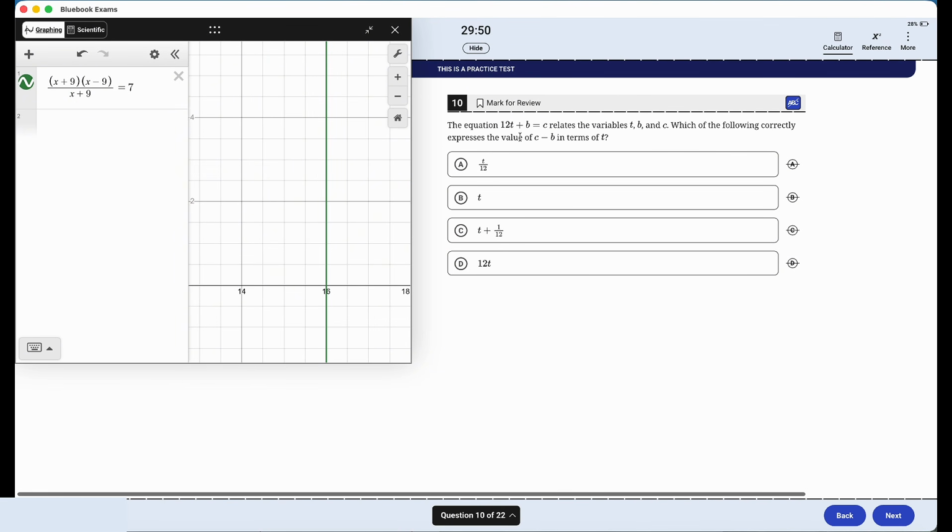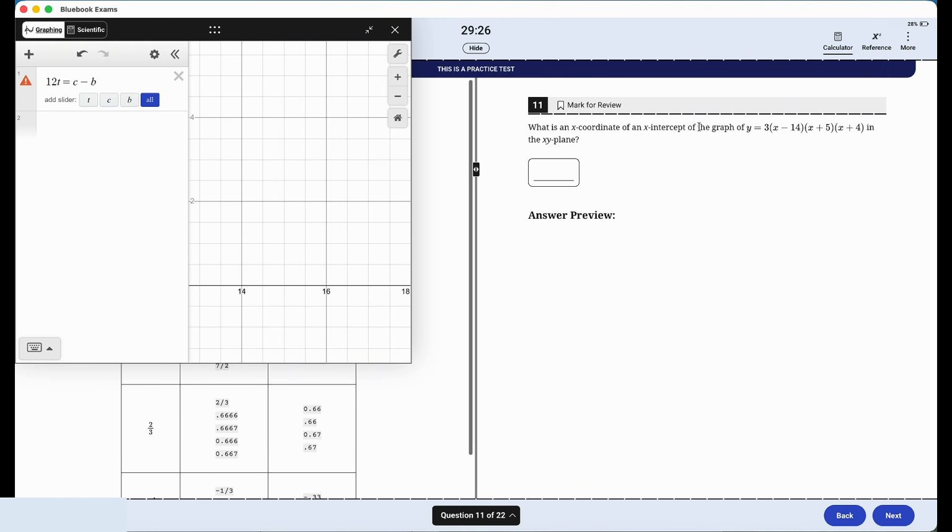Next one, equation 12t plus b equals c relates to variables t, b, c, which correctly expresses c minus b in terms of t. You get these questions, they're pretty common. They give you an equation and you just have to rewrite it. They want you to rewrite this so it says c minus b equals something. That's pretty easy. You just minus b on both sides, so it equals 12t.